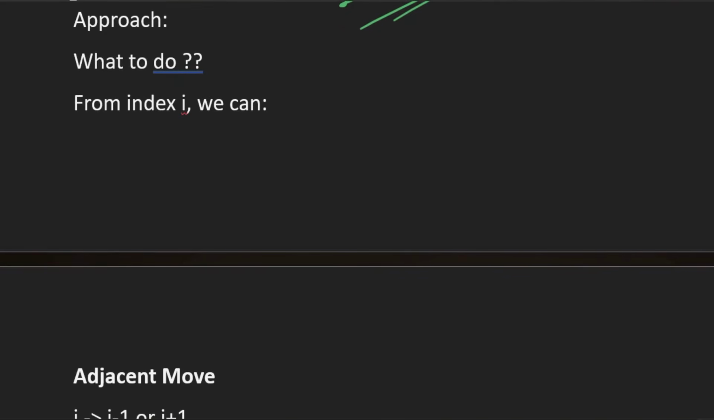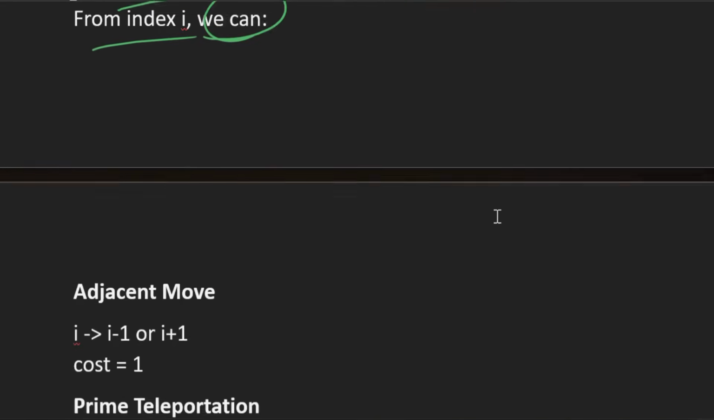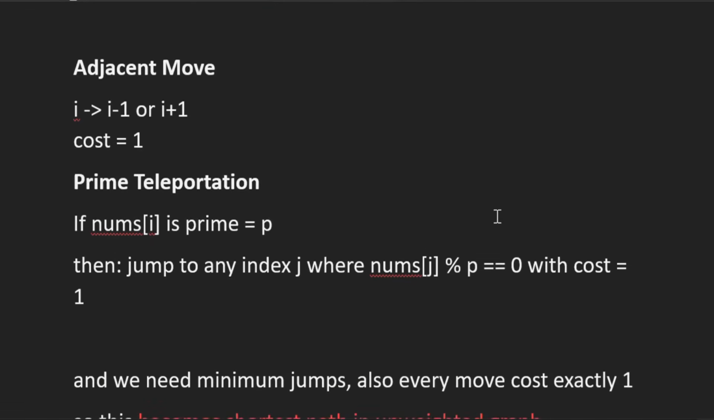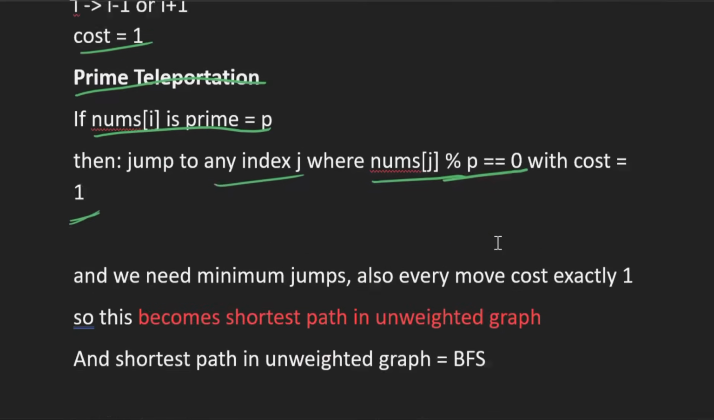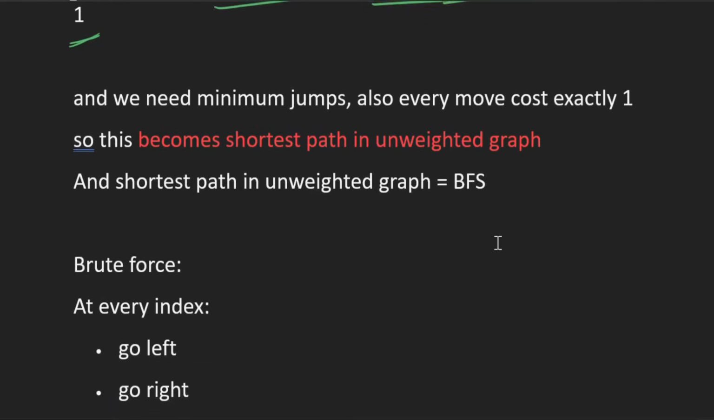First of all, what do we have to do? From index i we can either go to index i plus 1 or i minus 1, that is our adjacent move, and the cost is 1. Or we can do prime teleportation. If nums of i is a prime number, then we can jump to any index j where nums of j modulo the prime number is equal to 0, and it also costs 1. So both the adjacent move and prime teleportation have the same cost.